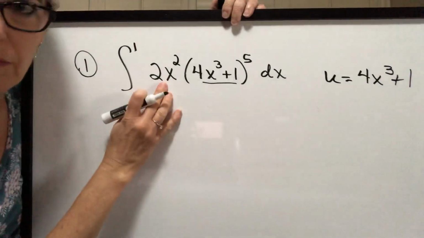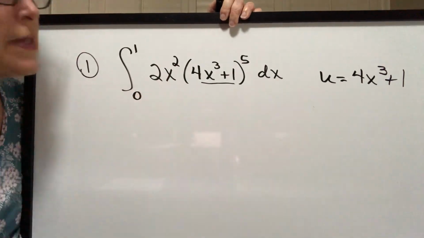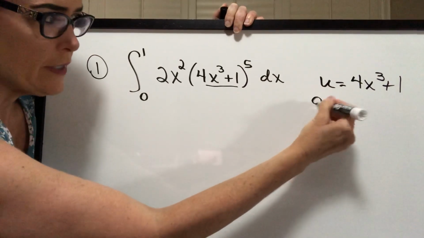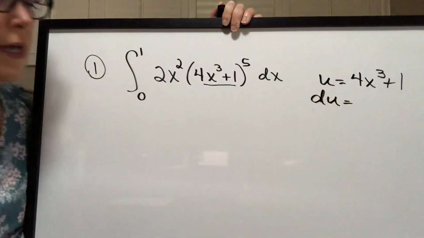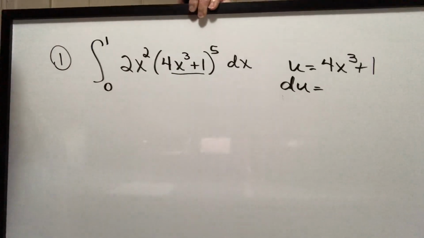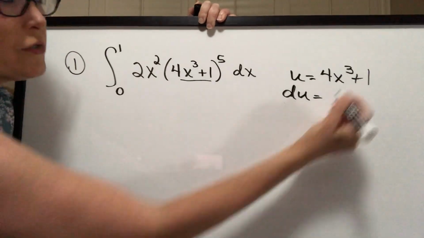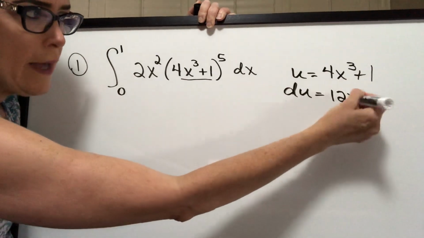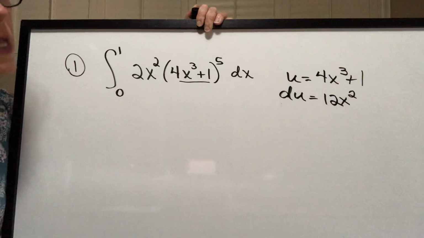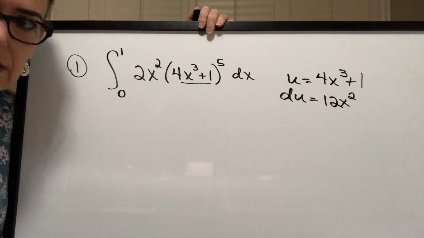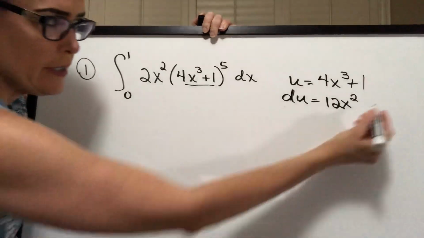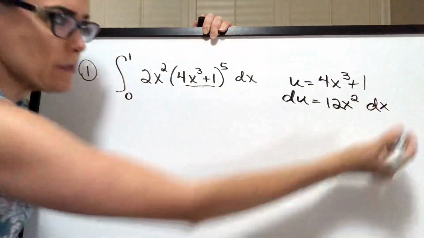Don't do anything with the 2x squared. That will happen later. Then you're going to find the derivative of u. So you'll write du equals, and this is a polynomial, so the rule is to multiply the exponent 3 by 4, which is 12, and then decrease the exponent by 1, so it will be 12x squared. And then the 1 is a constant, and the derivative of a constant is 0, so you don't need anything for the 1, and then you put dx.